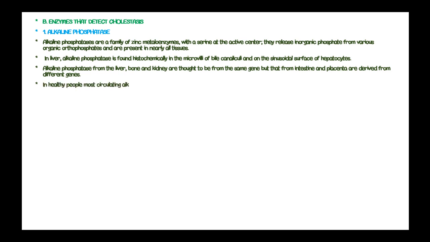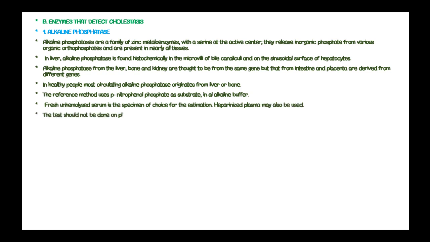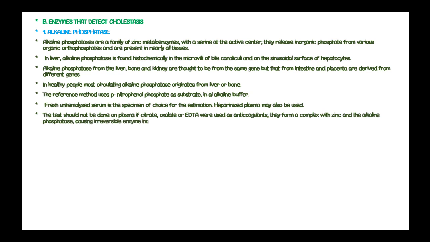In healthy people, most circulating alkaline phosphatase originates from the liver or the bone. The reference method uses p-nitrophenol phosphate as a substrate in an alkaline buffer, and fresh, non-hemolyzed serum is the specimen of choice for this estimation. The test should not be done on plasma if citrate, oxalate, or EDTA were used as anticoagulants because they form a complex with zinc and alkaline phosphatase, causing an irreversible enzyme inactivation.